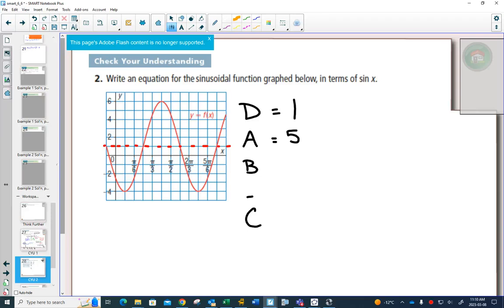Now, your B value comes from your period. When we were graphing using DABC, we would use our B value to find our period. Now that we have a graph, we have to figure out from the graph what our period is. So there's a couple ways of doing this.